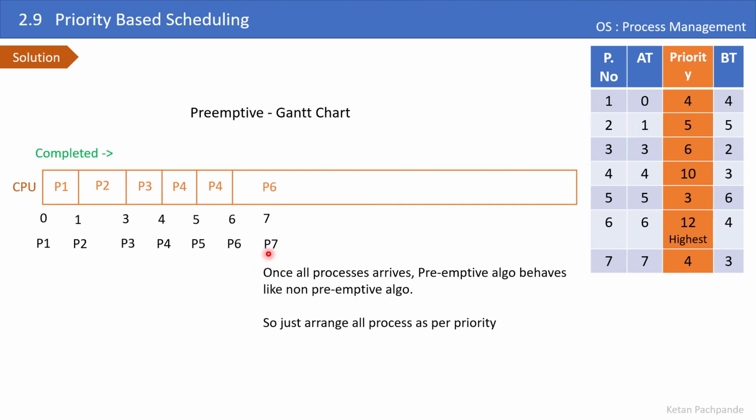So here the P7 process is the last process which is arriving, and once all processes arrive in the system, the preemptive algorithm behaves like the non-preemptive algorithm that we discussed earlier. Why so? Because after this point onward, no process is going to come in between when some process is under execution. All processes have already arrived in the system so far, and that's how my decision making is purely based on priorities now. So at this point onward, I can simply arrange all processes in the increasing order of their priorities.